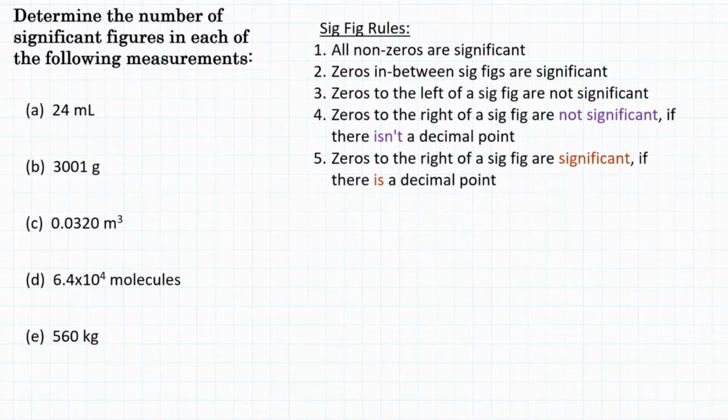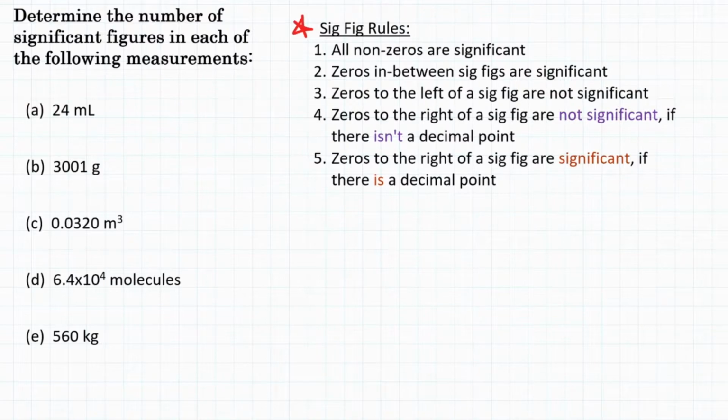All right, everyone, the question says determine the number of significant figures in each of the following measurements. So we have 5 problems here, 5 measurements that we want to determine the number of sig figs. We have our sig fig rules off to the right, so we're going to use these to solve these problems.